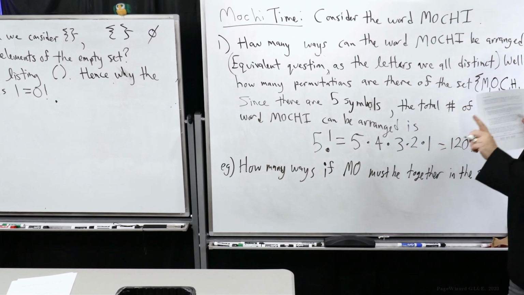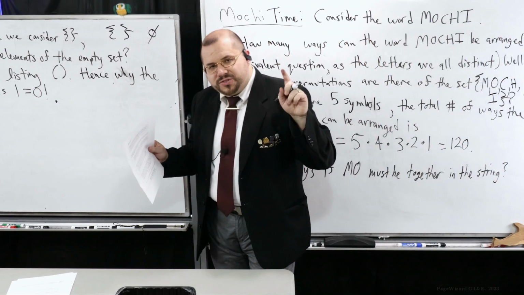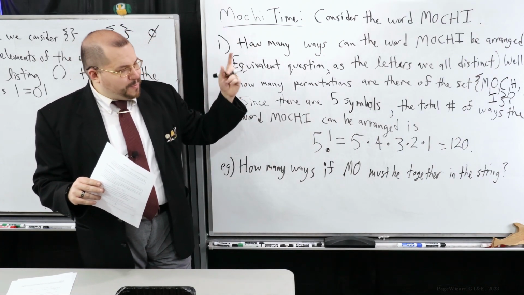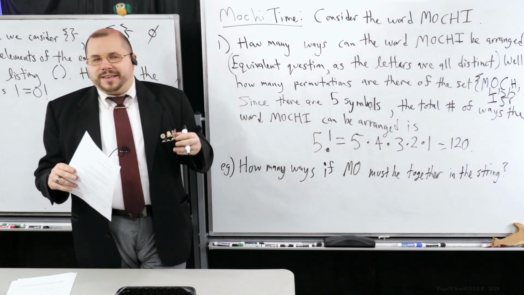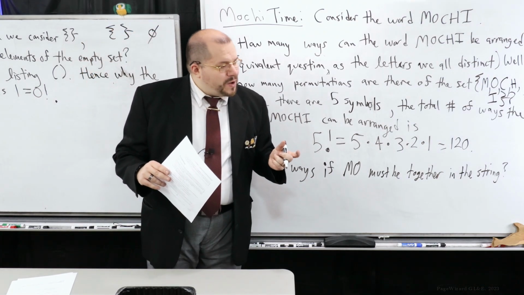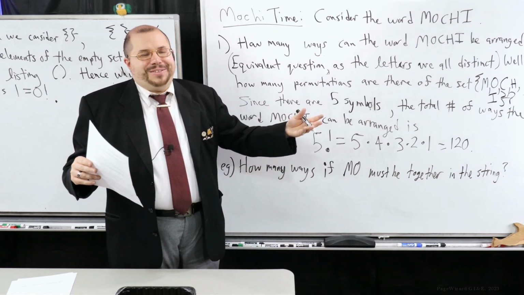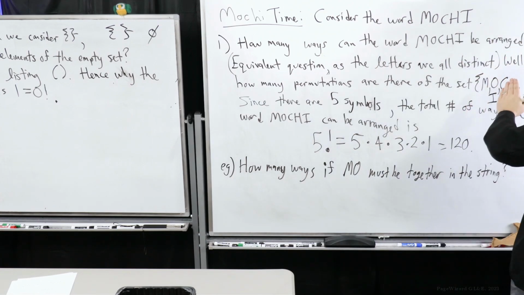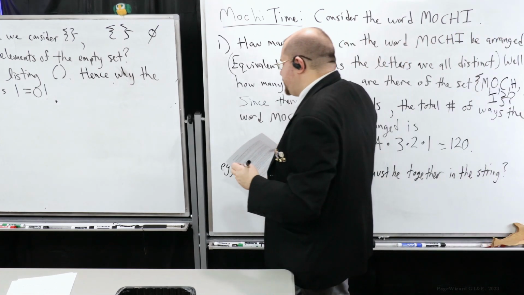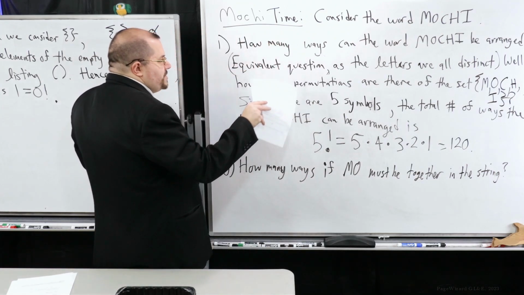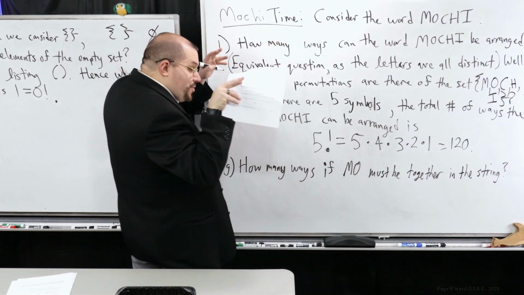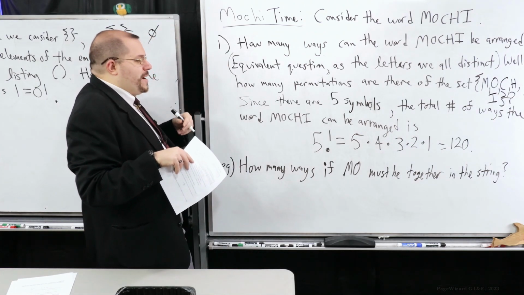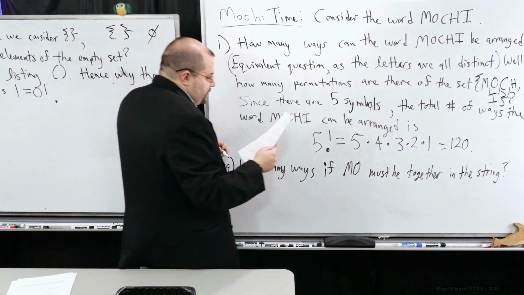Well, let's apply the exact same principles. All my elements are distinct, right? M-O is distinct from C, distinct from H, distinct from I, right? But here's the thing, I want M and O to be together. What can I do? It's really nice and easy. You just apply the same principle we did right here. Notice that I put each letter as a letter group in the set. How many did I have there? I had 5. Well, I can do the same thing here.